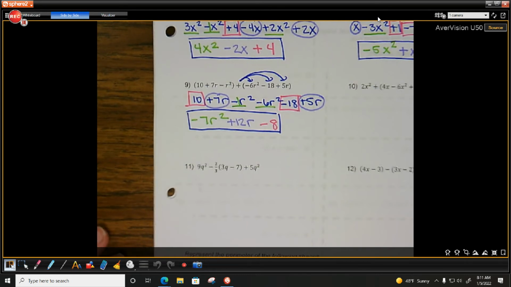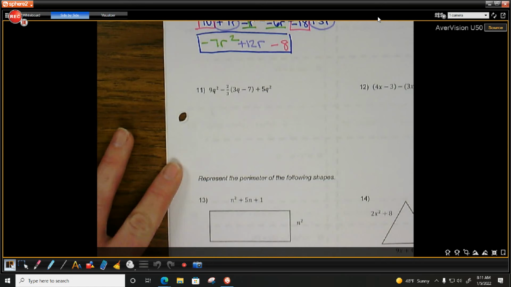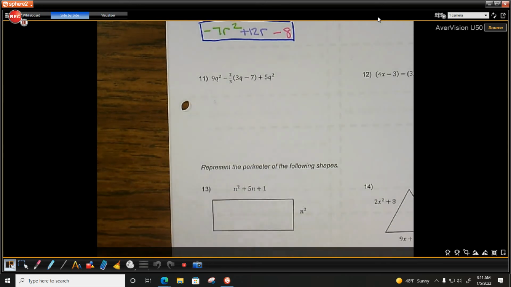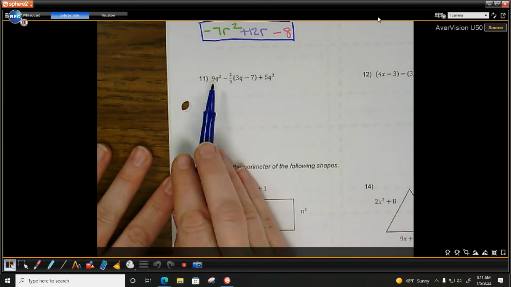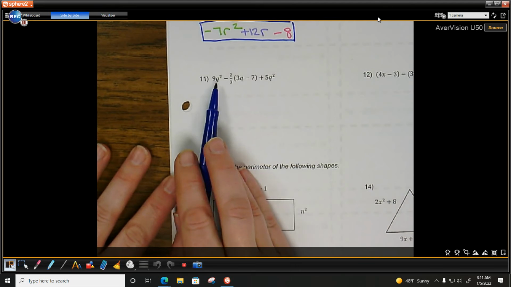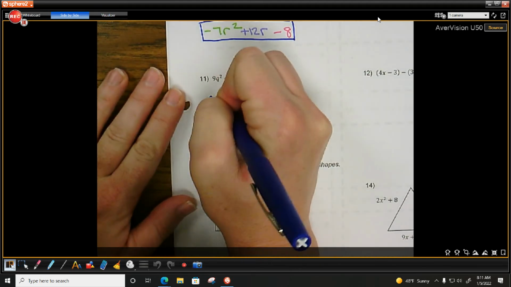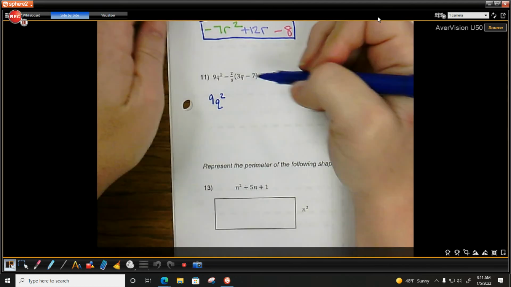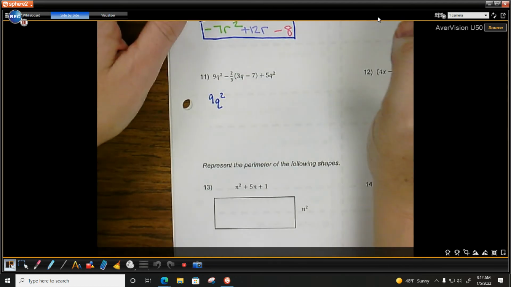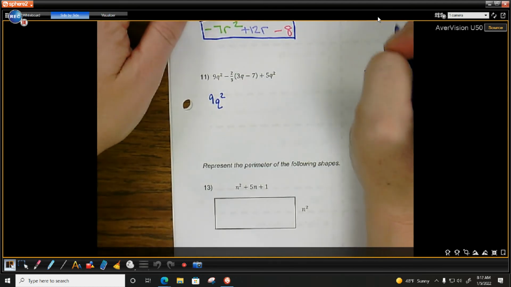But I want to go to one that has a fraction. How many of us missed fractions over the Christmas break? No one? I don't believe y'all. Okay, let's look at number 11. Same process, guys. Is the 9q squared, are there parentheses around it? No, just drop it down. What's in front of the parentheses here? Negative 2/3. So negative 2/3 times 3.